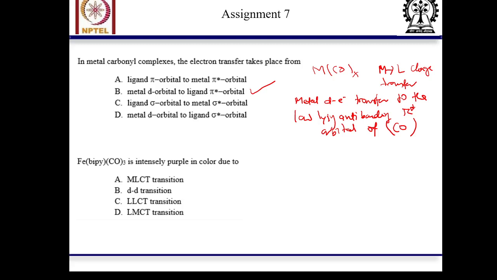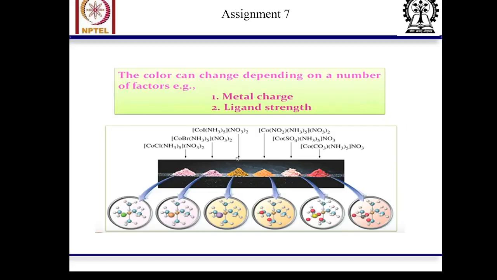Fe(bpy)(CO)3 is intensely purple colored due to. So first we see what the oxidation state of Fe is. Here the oxidation state of Fe is 0, meaning the metal is in a low oxidation state. Always metal to ligand charge transfer will be there. That is very simple. So metal to ligand charge transfer is the answer.